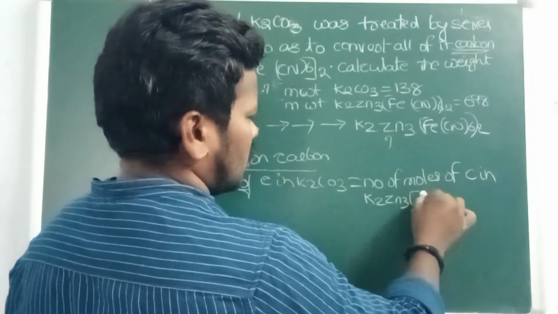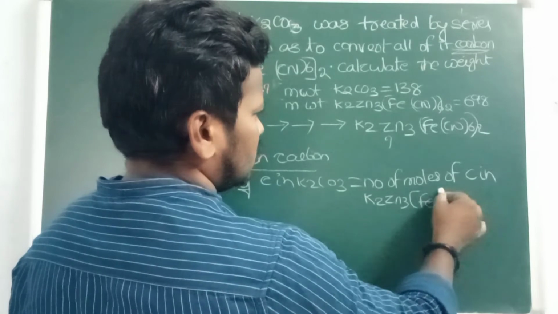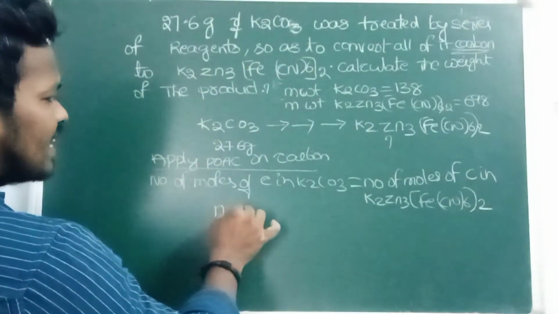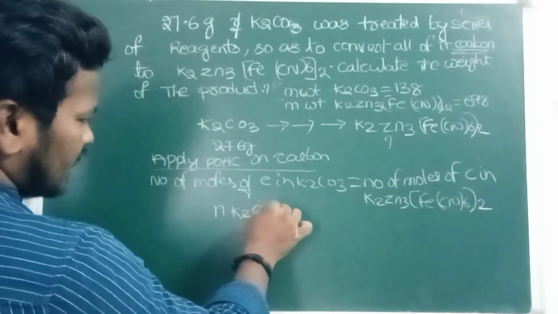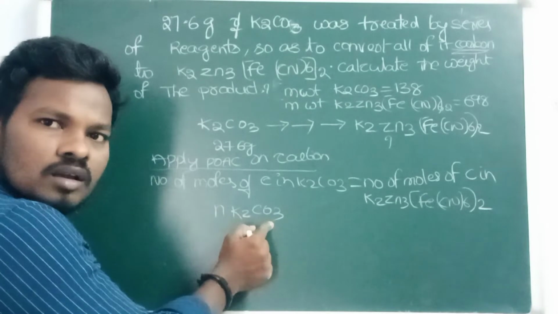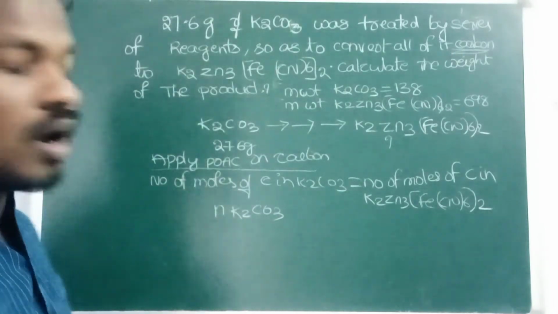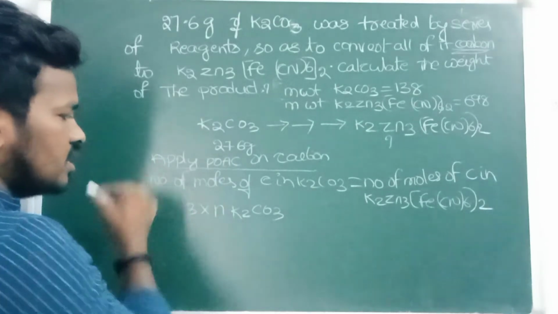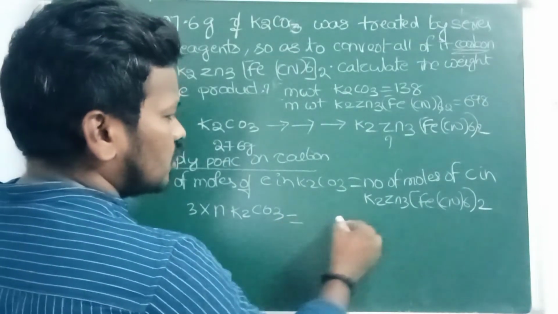in K4[Fe(CN)6], taken twice. I am taking n moles of K2CO3. In 1 K2CO3, 1 carbon atom is there. In n moles of K2CO3, n atoms. Just multiply by how many atoms are there. Here also the same thing.